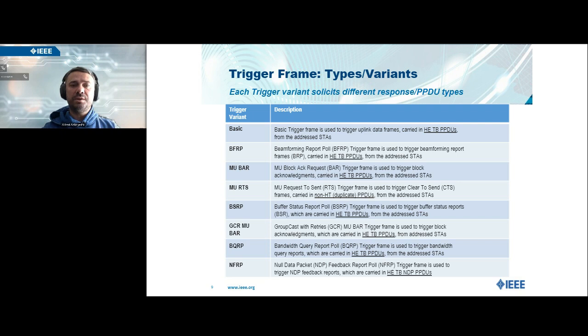The multi-user block ACK request is used to trigger the stations to generate block ACKs in response to it, and also these block ACK frames are going to be carried in HE TB PPDUs. And we do have then the MU-RTS, which is used to solicit clear to send frames from the addressed stations so that all these recipients clear their NAVs in their surroundings. The buffer status report poll is used to trigger buffer status reports from the addressed stations, essentially indicating the amount of data that they have pending in their buffers.